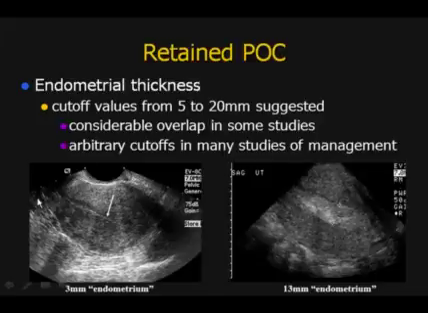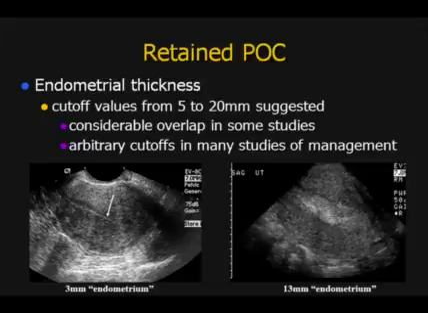Here's a patient with a retroflexed uterus, very thin endometrium, 3 millimeters. Another patient with 13 millimeters. Obviously, I think we're going to be more concerned about this patient with a 13 millimeter endometrium rather than the 3 millimeter endometrium. But what number can you really depend on?